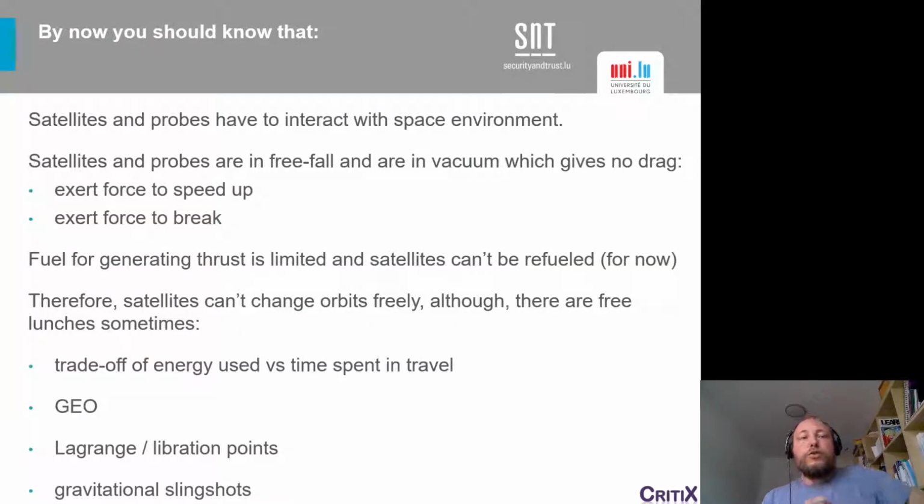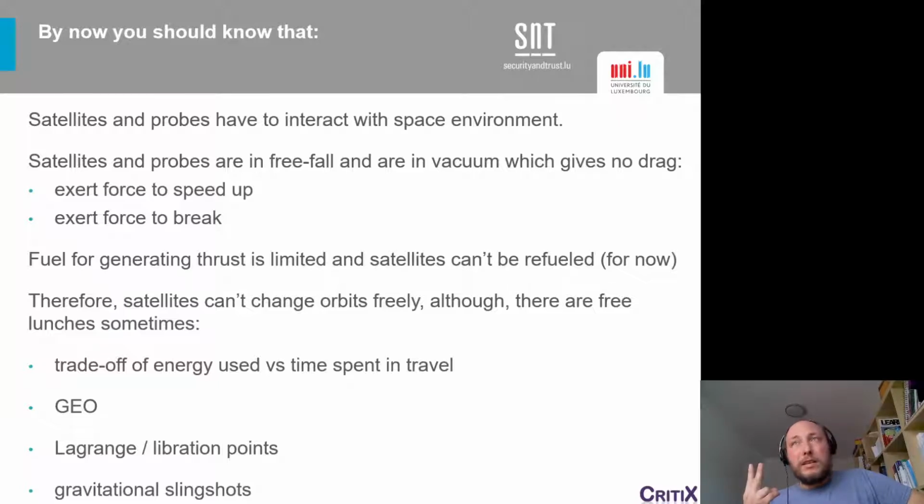By now, you should know that satellites and probes have to interact with the space environment. They are in free fall in the vacuum, which gives no drag. So you need to exert force to speed up and also exert force to brake. There's no drag that will slow it down. All the fuel that you are using during the mission has to be taken from the beginning of the mission.